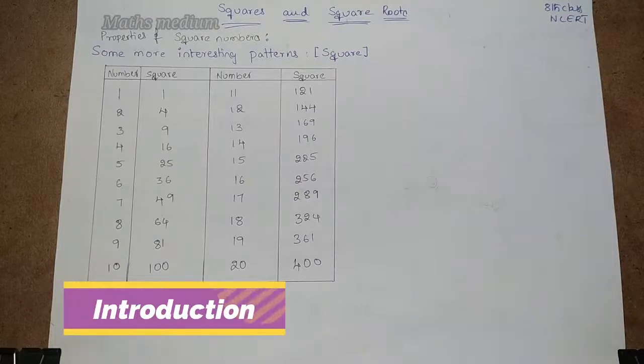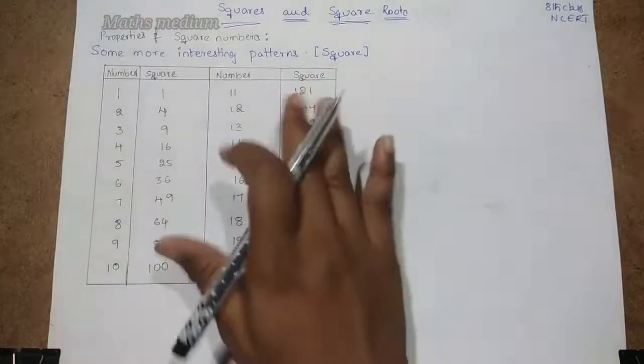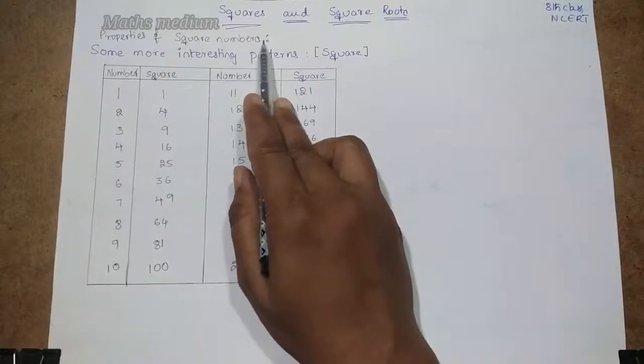Today I came with a topic, that is properties of a square number, some more interesting patterns of a square from Squares and Square Roots, 8th class NCERT. Now coming to the table, this is the table about the properties of square numbers.